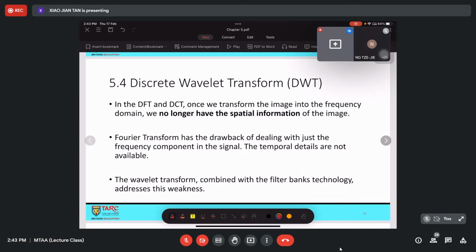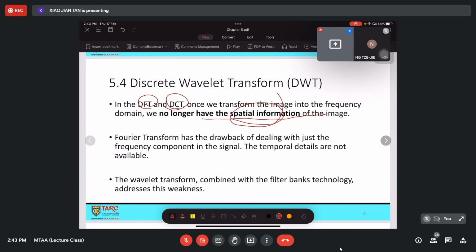In the DFT and DCT, once we transform the image into the frequency domain, we no longer have the spatial information. This is correct, because you are transferring the entire thing into another domain. After you transfer to this domain, you no longer have information in the original spatial domain. So this is a trade-off either way, left or right hand side. In DFT and DCT, when you transform, you will lose all the information in the spatial domain. So if you want the information, you need to store it first and then later on transform to another one.